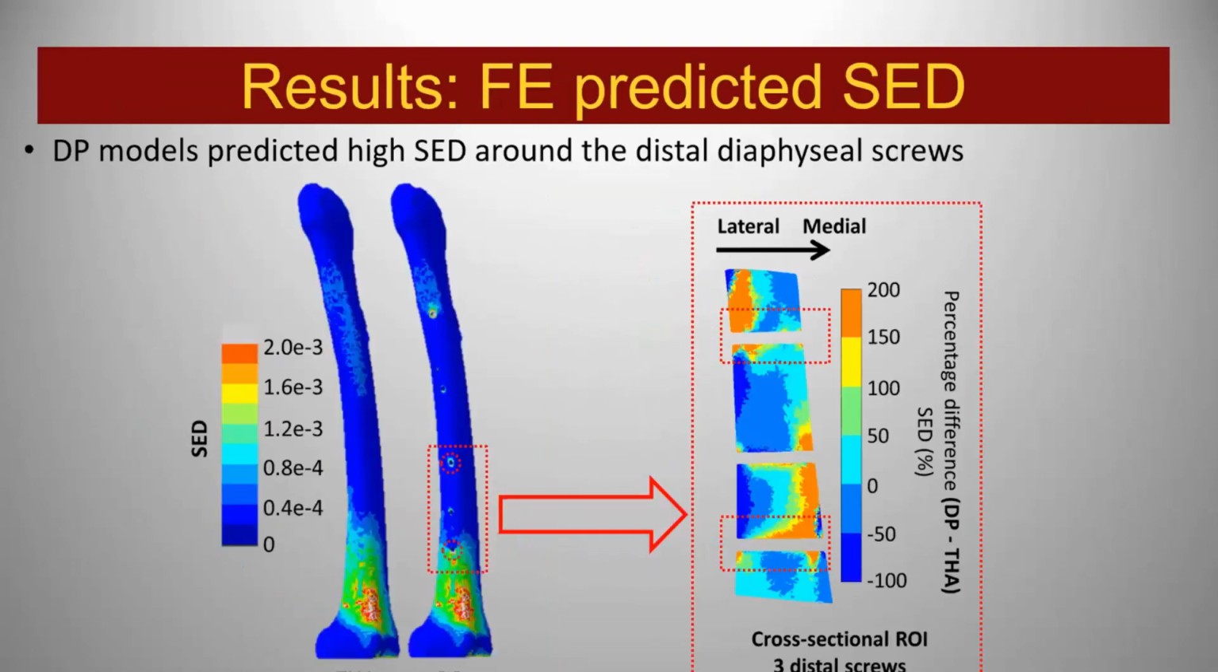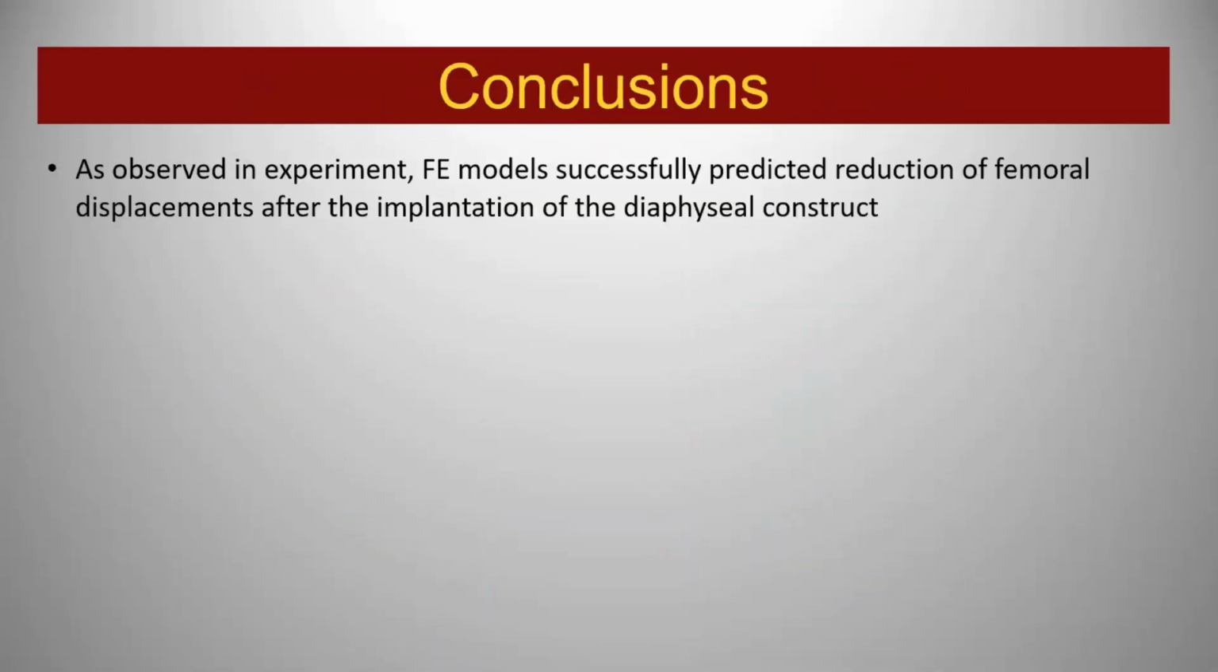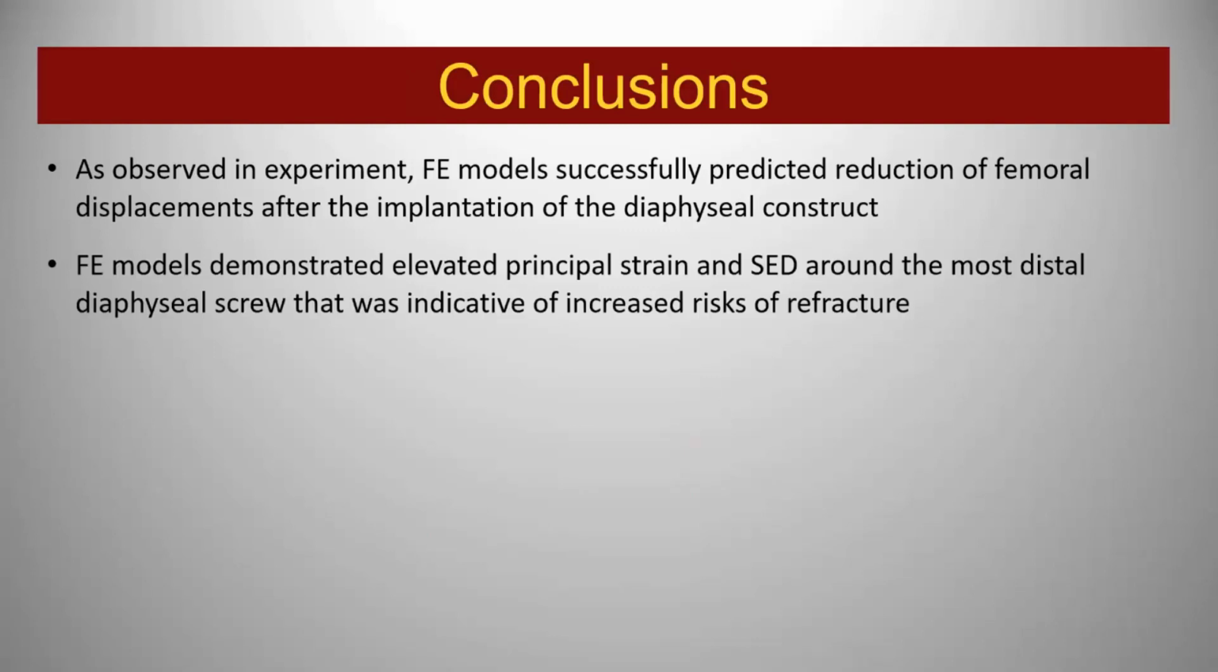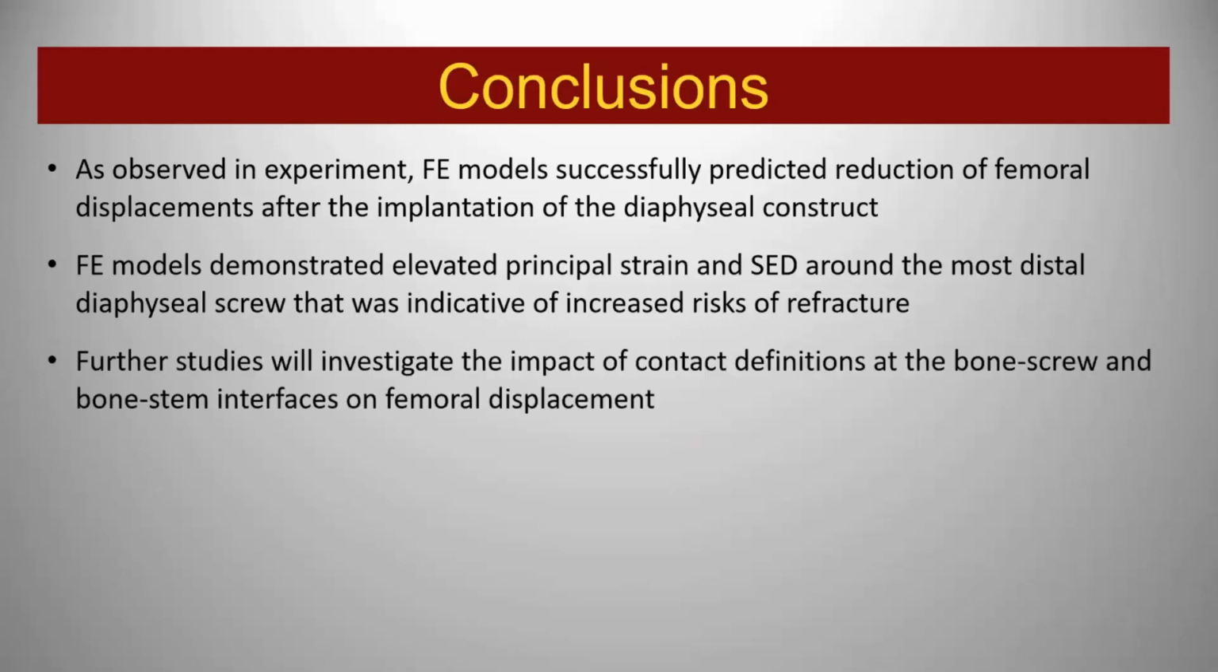We also took a look at the strain energy density, and the results of the strain energy density agreed with the results of the principal strains. So in conclusion, as observed in the experiment, the FE model successfully predicted the reduction of the femoral displacement after the implantation of the diaphyseal construct. The FE models also demonstrated elevated principal strain and strain energy density around the distal diaphyseal screws, which was indicative of increased risk of refracture.